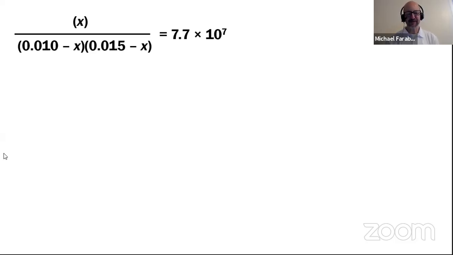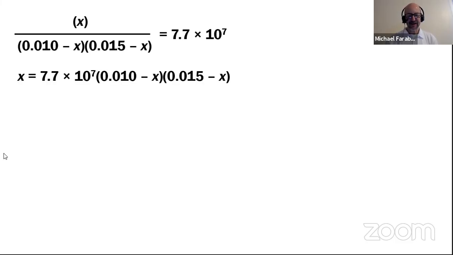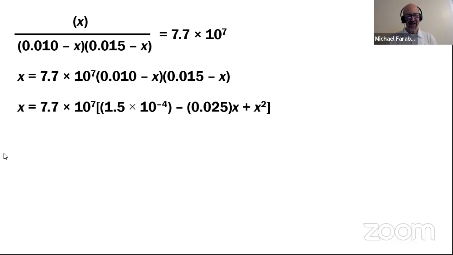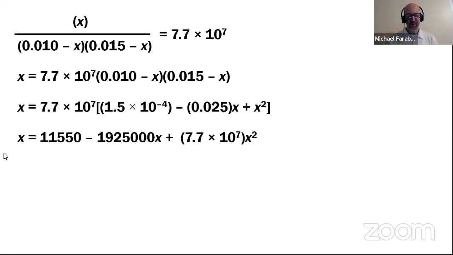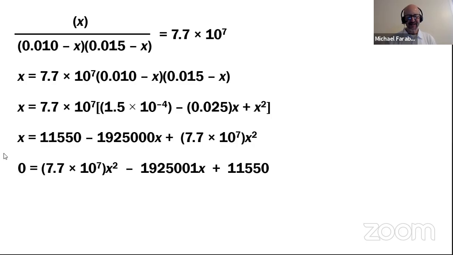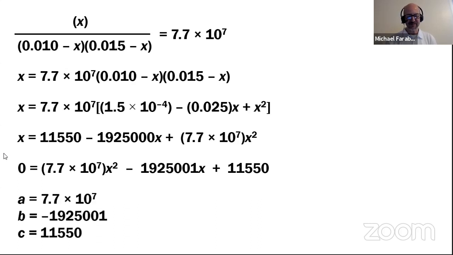Multiply both sides by the denominator. Looks like I have to FOIL because I've got two expressions there. So 0.01 minus X, 0.015 minus X multiplied. Okay, now I have to distribute that big number, that 7.7 times 10 to the 7. Oh my goodness. You may recall that I said in yesterday's lesson that the AP chemistry exam is not going to require you to use the quadratic equation.